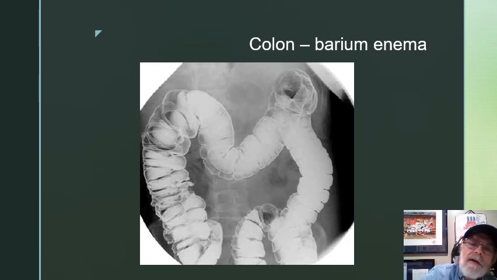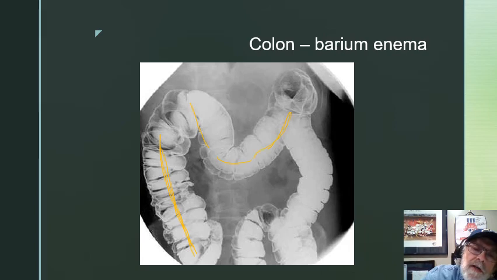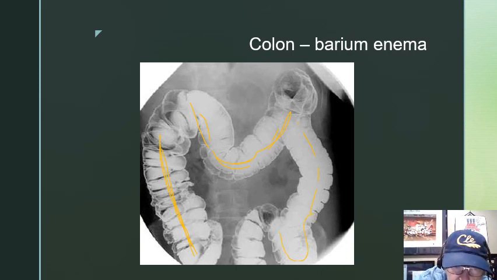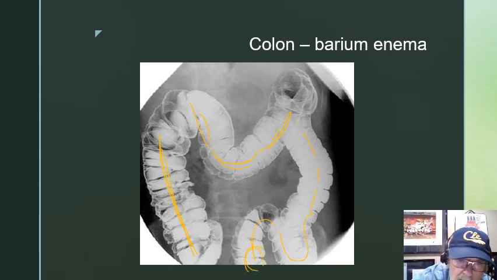And actually, I put this in there because here is my ascending colon. Here's the transverse colon. See how it kinks down there? That's because the transverse colon is very mobile. Here's my descending colon. Here's the sigmoid colon right here, and this down here would be the rectum. You see those? What are those? Those are the haustra. Those are the haustral pouches.